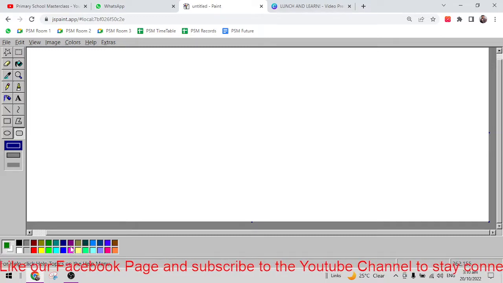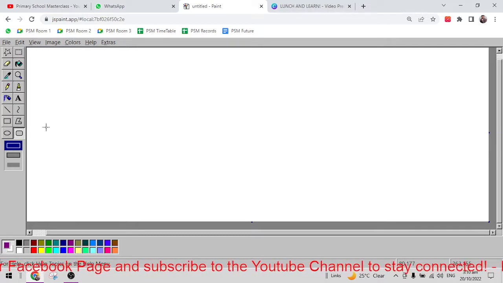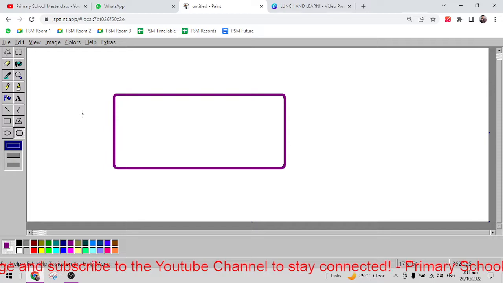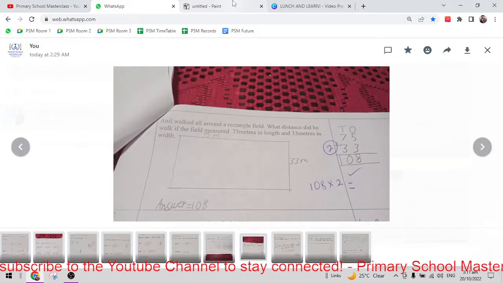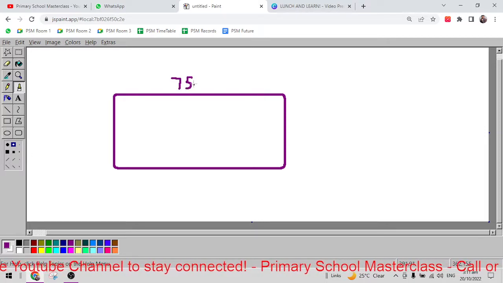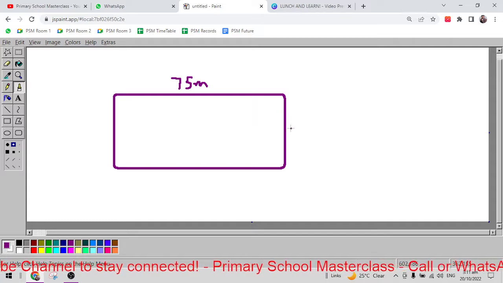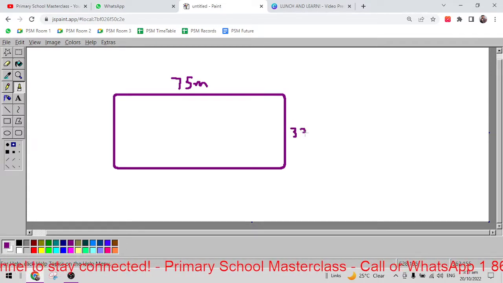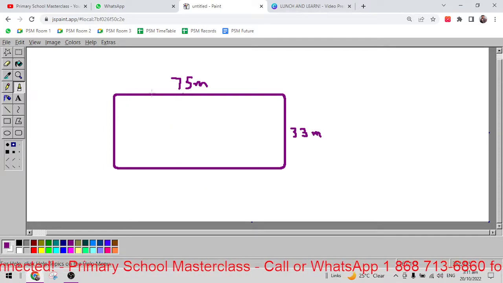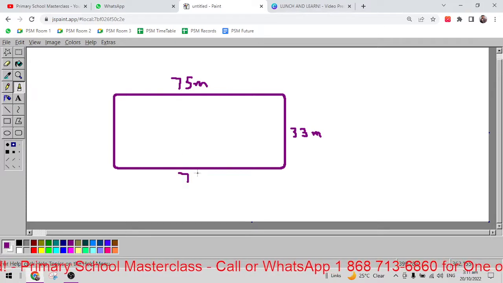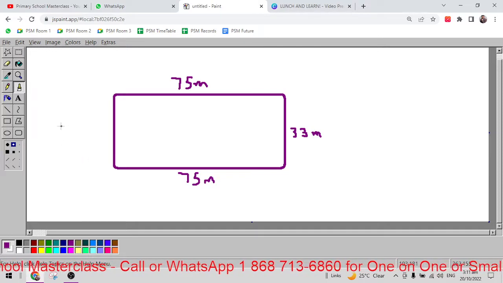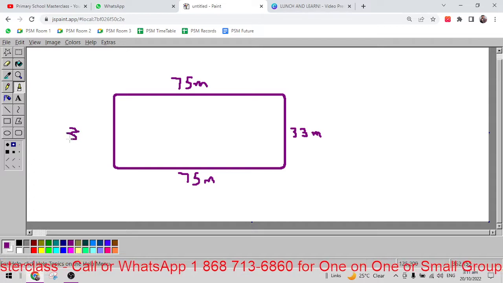I like the drawing. So let's make a purple field now. A purple rectangular field. So the length of it was 75, the breadth of it was 33. So 75 meters. I say breadth there because some schools use breadth and not width. So in a rectangular field, if this is 75, this is also going to be 75. It's a rectangle. And this left side here is also going to be 33 meters.